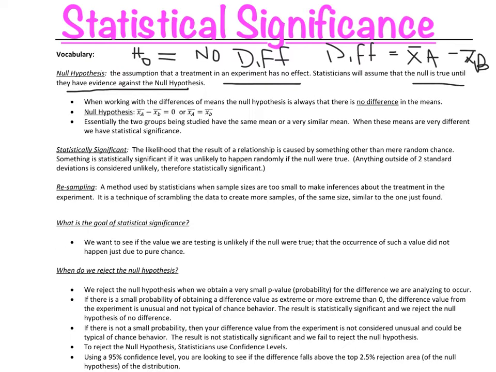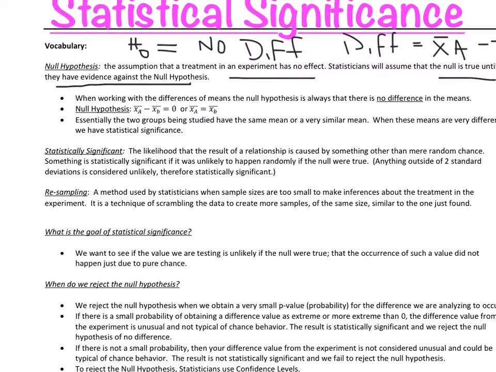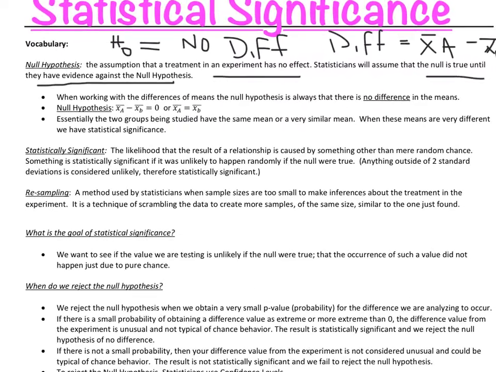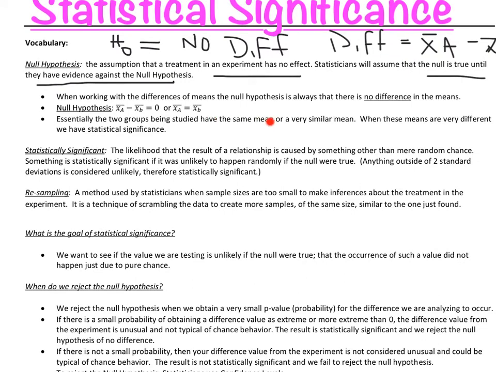When working with the null, with the differences of means, the hypothesis is always that there is no difference in the means. Like I said, this is the assumption that our subtraction would give a difference of zero, or that mean A would equal mean B. Essentially the two groups being studied have the same or very similar mean. That's our original assumption. And when they're very different, then we have something called statistical significance.